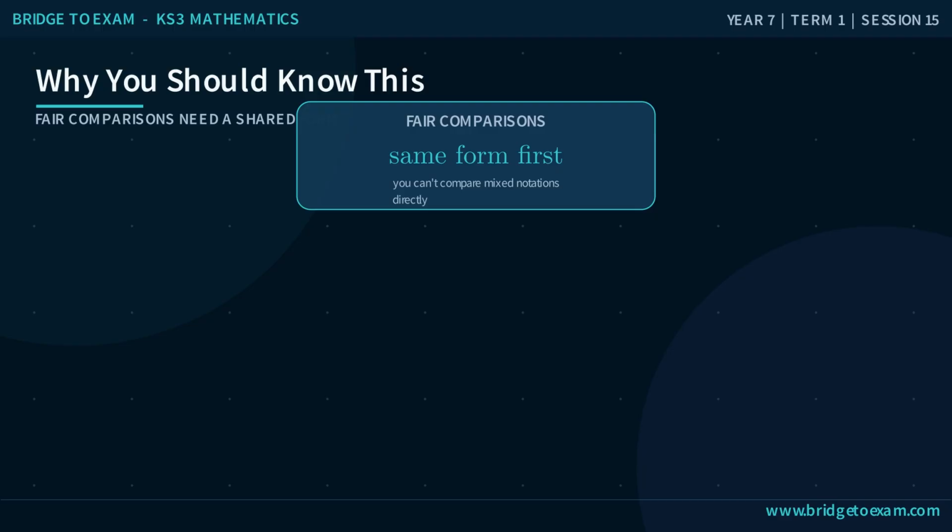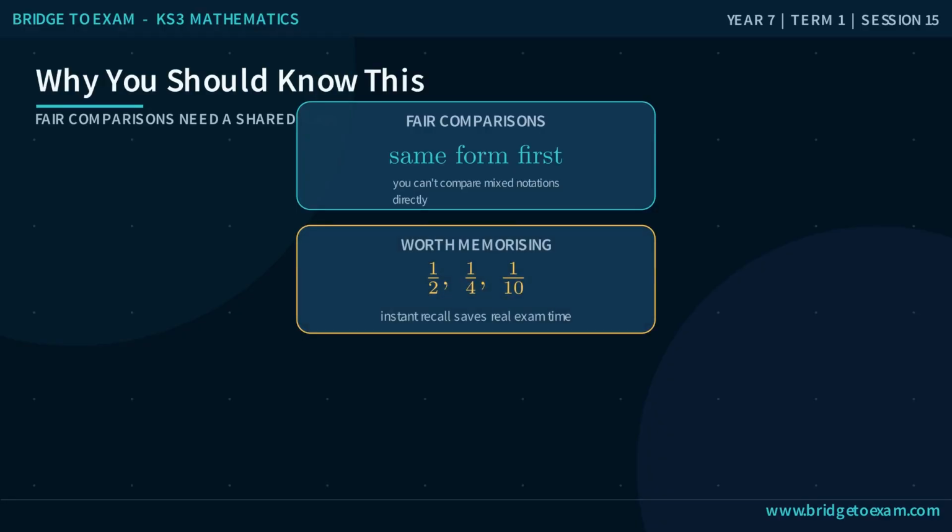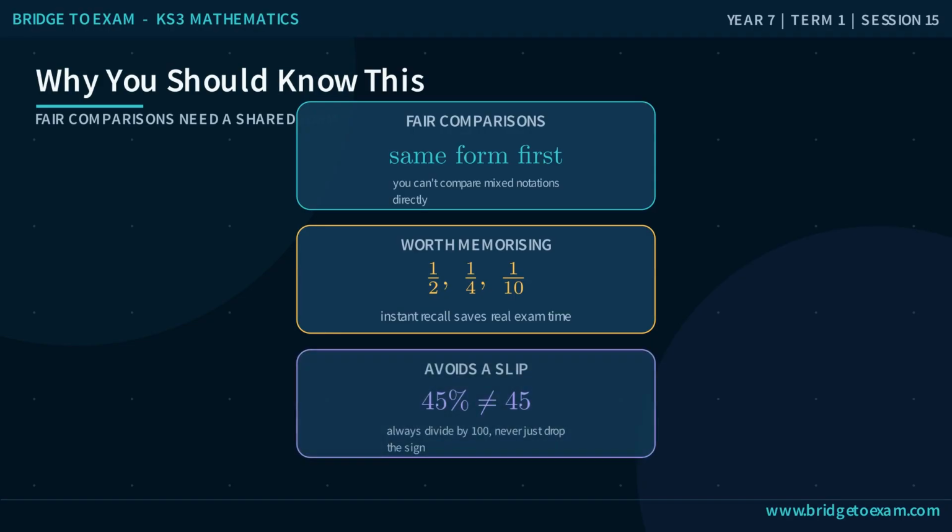Here's why fluency matters. You can't compare or combine values fairly unless they're all in the same form first. A handful of equivalences, halves, quarters, tenths, are worth knowing instantly because working them out every time wastes real exam minutes. It also stops a really common slip, converting a percentage to a decimal by just deleting the percent sign instead of actually dividing by 100.